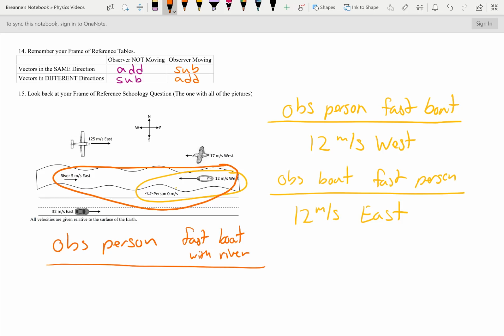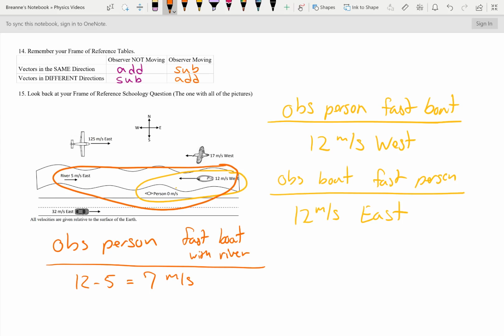So the vector, our observer is not moving because our person's not moving. Our boat is going 12 west, but our river is going 5 east. So going in different directions, but our observer is not moving. So we're going to end up subtracting. You'll do 12 minus 5, and that would give you how fast the boat is traveling.